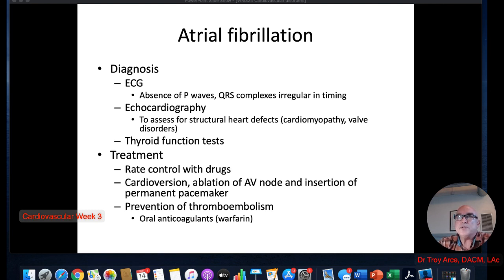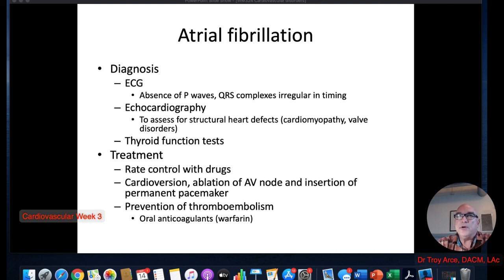QRS complexes are irregular in timing. Echocardiography to assess for any structural defects, right? Because they'd actually go inside and check it out, and see it on a camera. And, you know, they'll look for valve disorders.